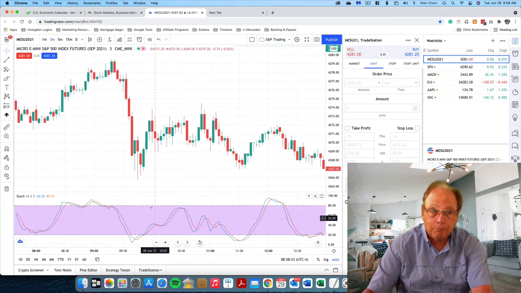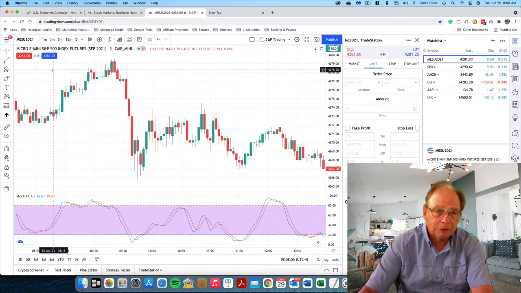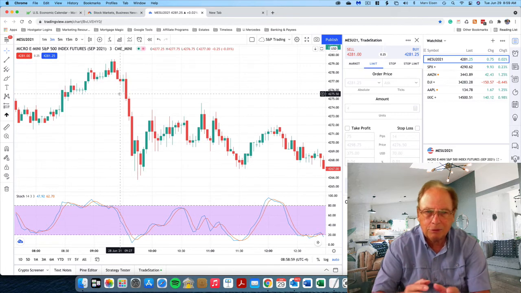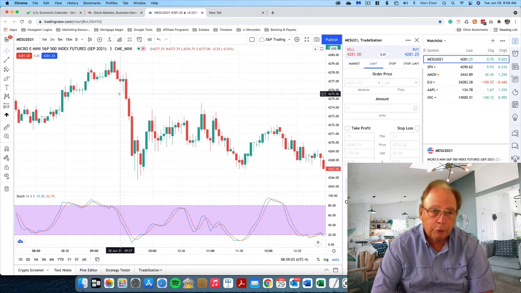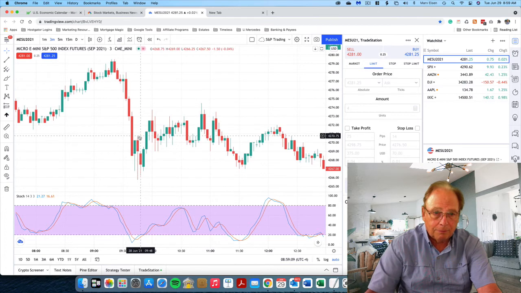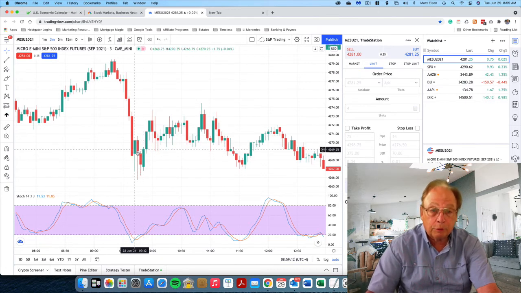So again, this is a 3-minute chart. I like a 3-minute chart because it gives a long enough time frame to really see what buyers and sellers are doing over a reasonable time period. 1 minute, I think, is a little too small. That is how we can tell where a trend is.